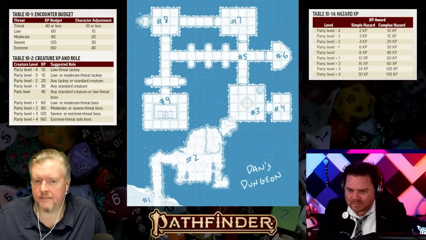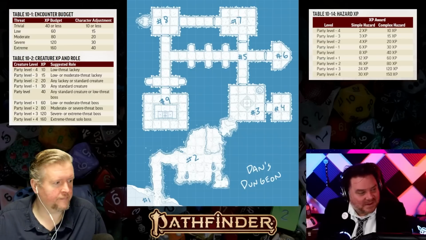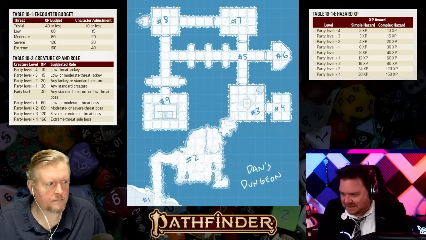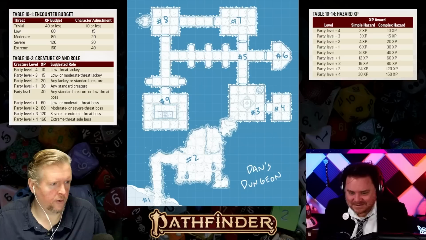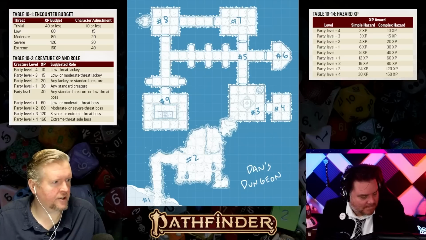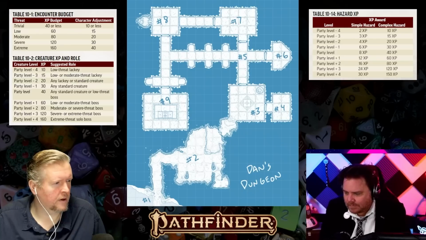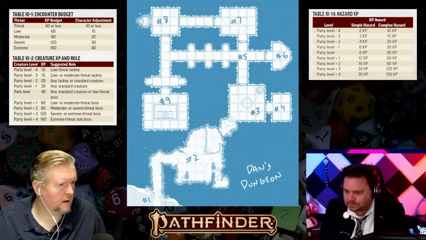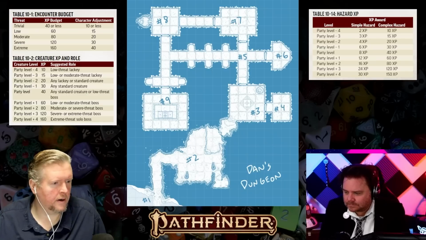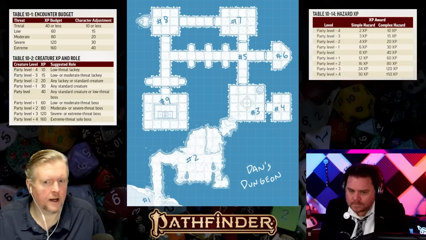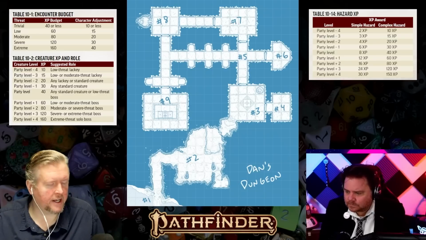Skeletal champion or animated armor? I like it. Which one are you feeling? I think skeletal champion is probably where I'd want to go. Okay. That makes good sense. Hold on here. There we go. Sorry, I had just a thing so that I could see level three creatures. I realized I only went up to two. Okay. So we're doing skeletal champion.